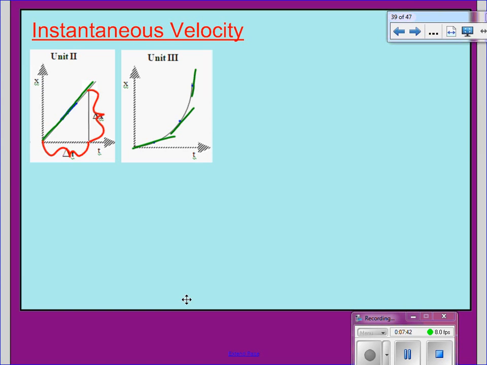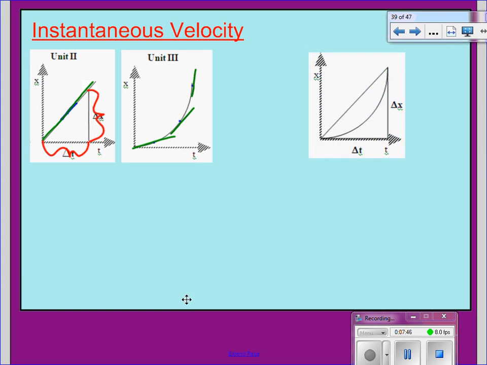Now, what if I asked you to do the average velocity for this situation? Well, that would look like this. But notice here, the average velocity slope, which is represented in green, does not necessarily match the slopes at given points A, B, or C. So the average velocity is not a good indicator of the velocities at every single point in time along this curve. So what can we do?